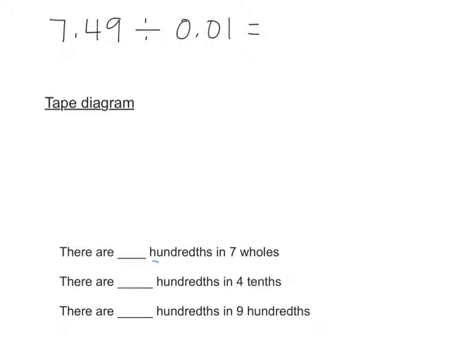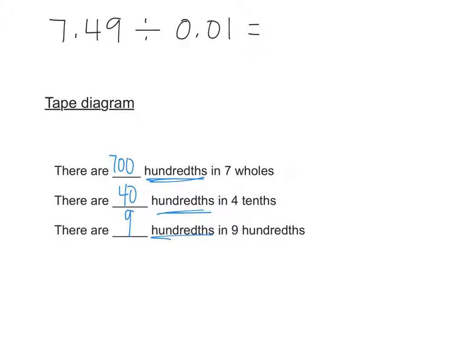Let's use what we already did from our problems before. We know that how many hundredths are there in 7 wholes? 700. And then how many hundredths are there in 4/10? 40. And then how many hundredths are there in 9 hundredths? So then the answer to our division problem, 7.49 divided by 100th equals? 749.